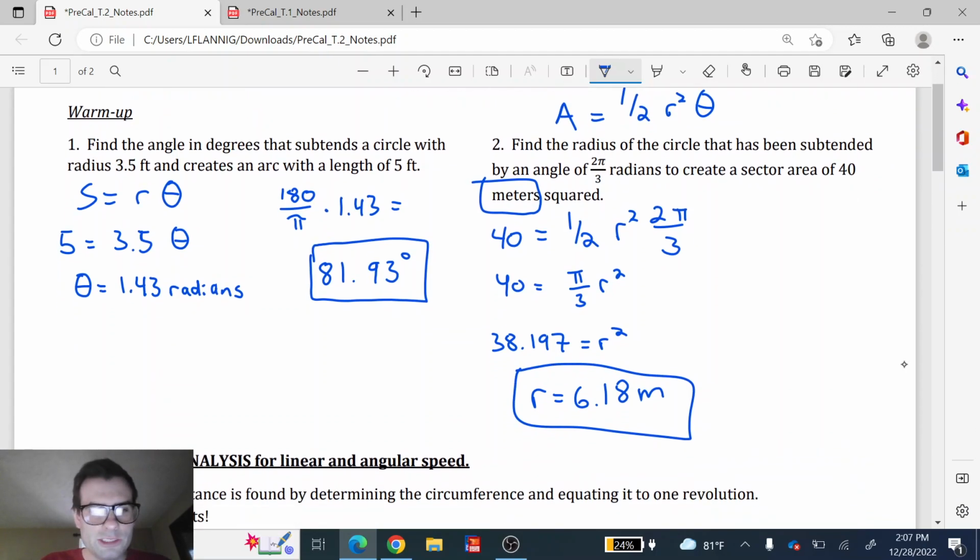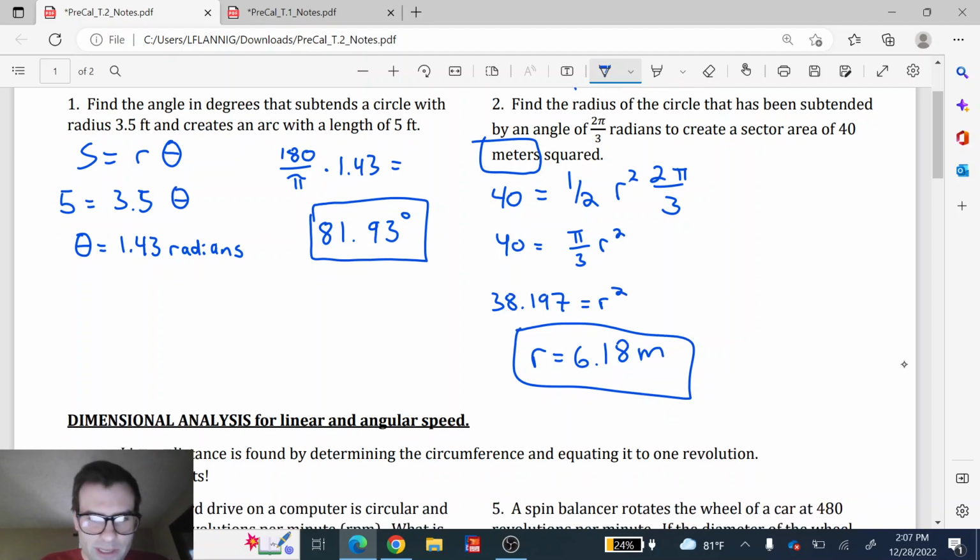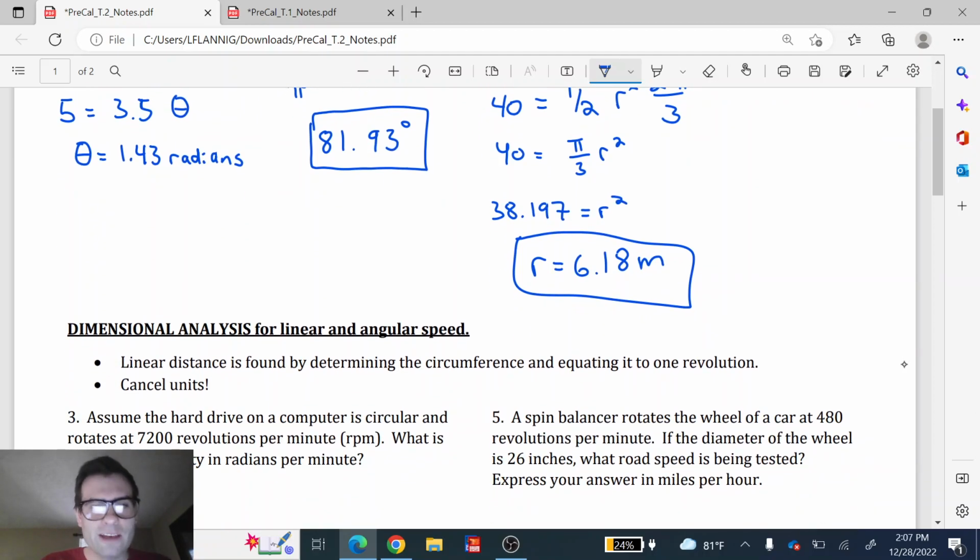Now we're going to get into some of the new stuff we're going to learn today, which is dimensional analysis for linear and angular speeds. Some notes: linear distance is found by determining the circumference and equating it to 1 revolution, and then canceling units. What we do know is that 2 pi r is equal to the circumference of a circle.